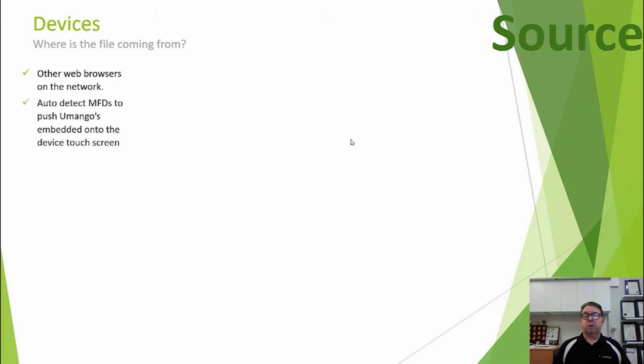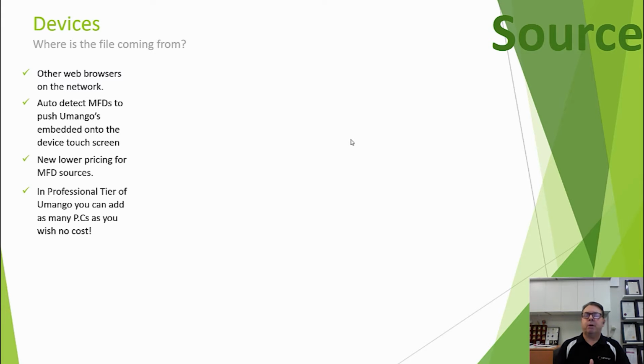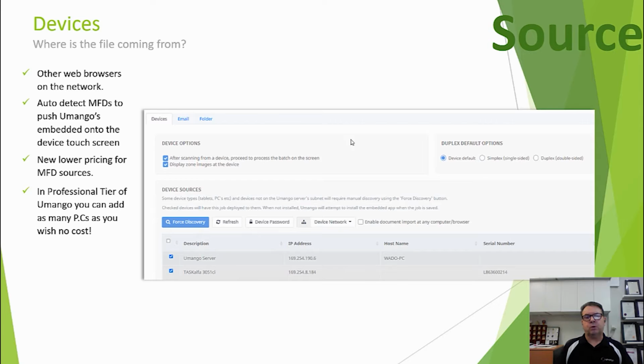Another source is an IP address, and what we mean by that is multifunction device, of course, but also an IP address of a computer on the network via the web browser. I'm going to take a little bit of a look at that web browser side of things in a moment. So first off, Umango tries to do as much as possible within the product. I think you'll understand that.